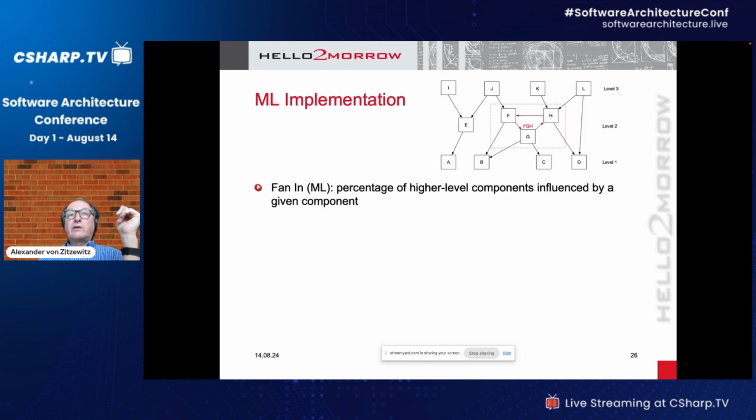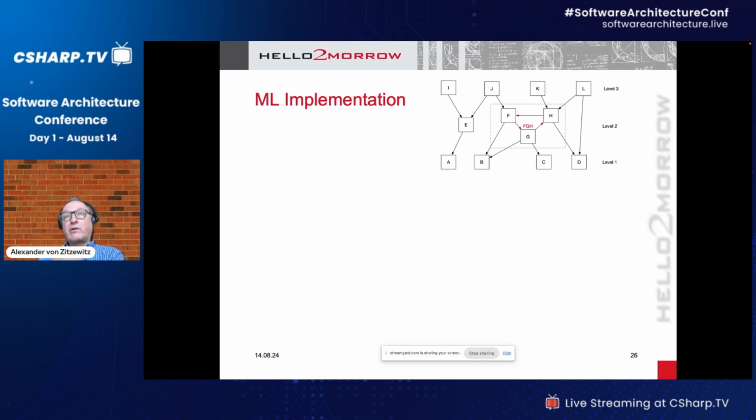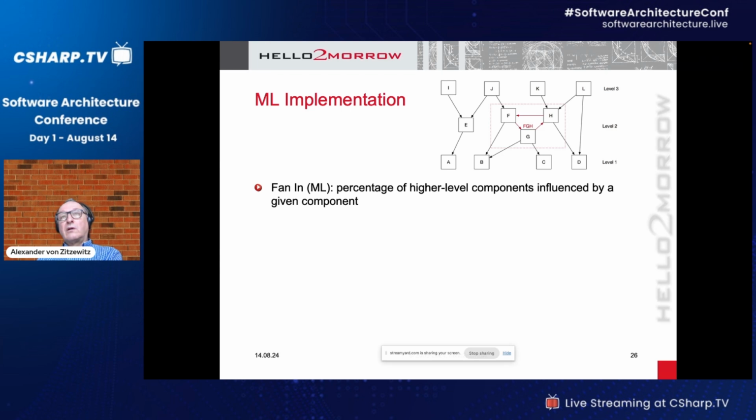Now let's see how we calculate that metric. So this is a simple dependency graph again up there with 12 compilation units. And we calculate first of all the fan-in value, maintainability level fan-in MLL. That's the percentage of higher level components influenced by a given component. Now, if you create this graph, you see we levelize this graph. Level 1 has no outgoing dependencies. Level 2 has only incoming dependencies from higher levels and outgoing dependencies to lower levels, and so on.